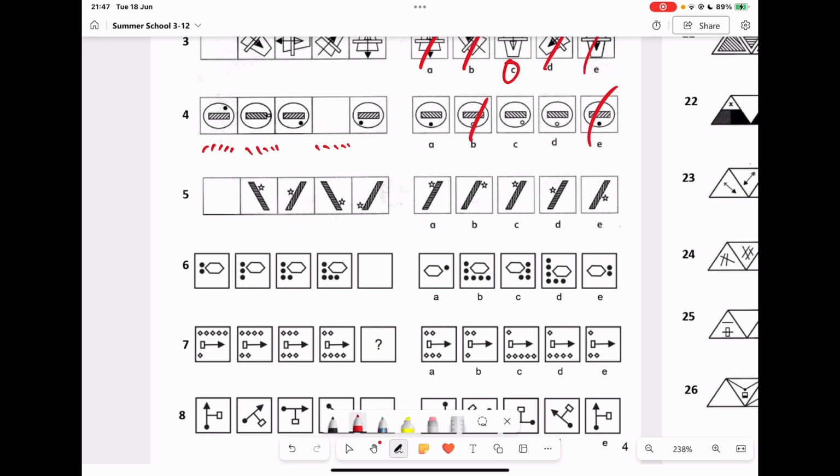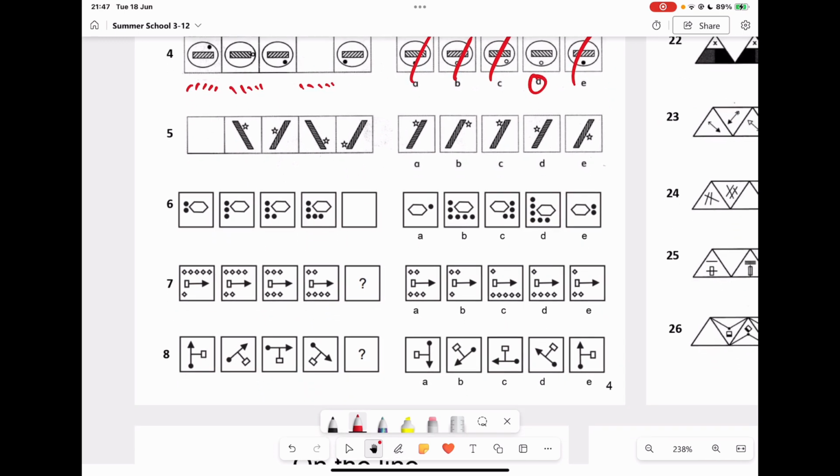Okay. And then we're looking at the black dot. So it's changing from white to black each time, so it cannot be A. And then we're looking at how the black dot is also moving one place each time, so we can expect it to be at the bottom. So knowing that, the answer is D. Okay, now we're going to move on to question 5.